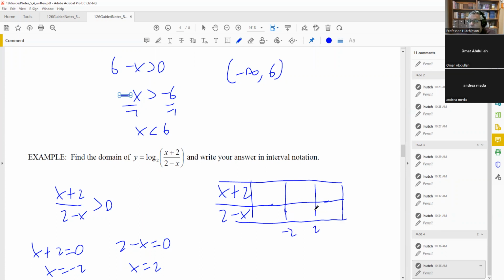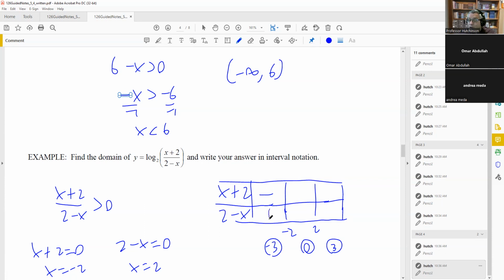And this is the type of problem where I have to put in test points to see what they are. So let me put in -3. I'm going to put in a 0, that's between -2 and 2. And I'm going to put in a 3. I want to put these into the expressions on the left-hand side and just indicate whether I get a plus or minus. -3 plus 2 is a negative.